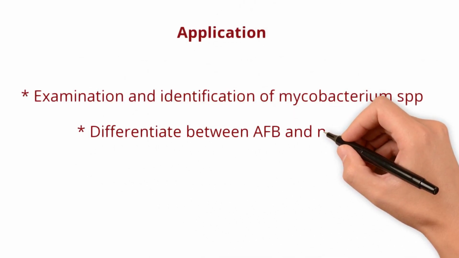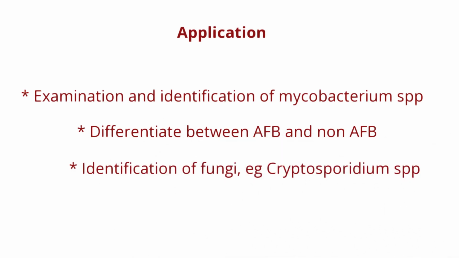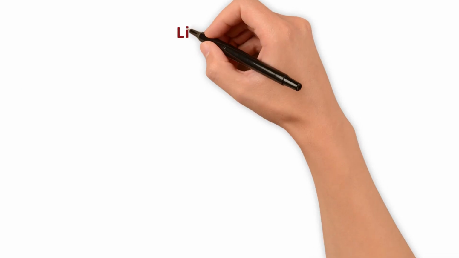The application of this staining is mainly for examination and identification of mycobacterium species, and also to differentiate between acid-fast bacteria and non-acid-fast bacteria. It may also be used for identification of some fungal species, such as Sporidium species, using this AFB staining.